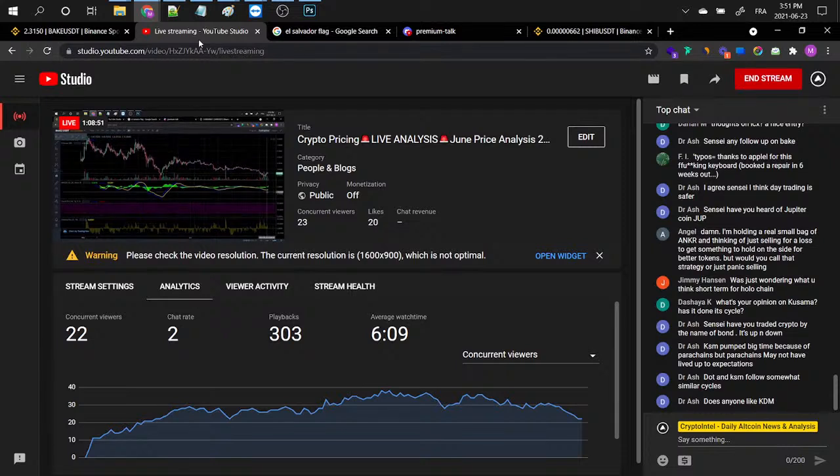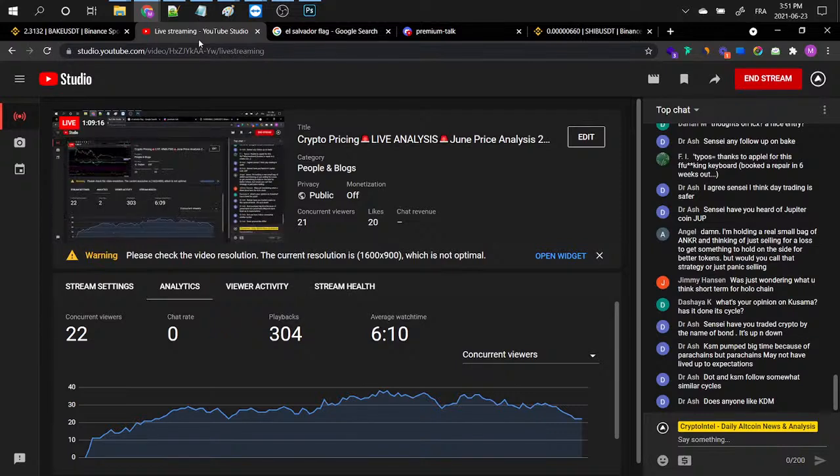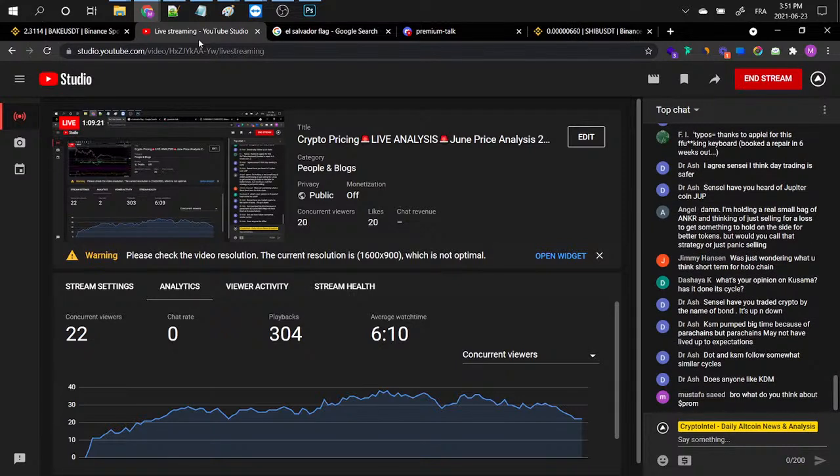So, damn, I'm holding a real small bag of ANKR, and I'm thinking of just selling for a loss to get something to hold on the side. So Angel, what you can do is sell 50% instead of selling everything. That way, you're going to be mitigating, and on one side, you're going to have a little bit more, and on the other side, it might lessen itself in a less accelerated manner. So that way, you'll still kind of earn and gain. You will decelerate your losses, Angel, if you do a 50-50.